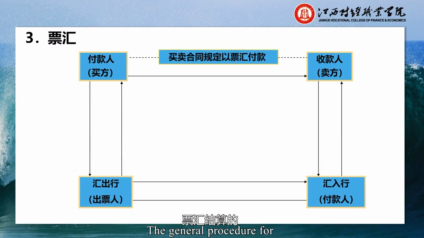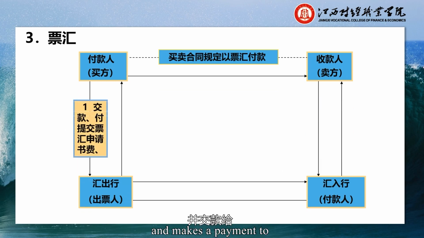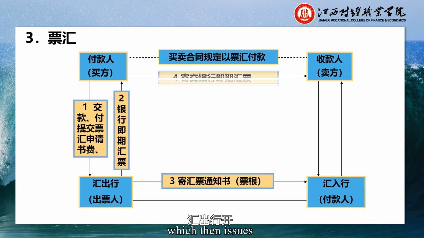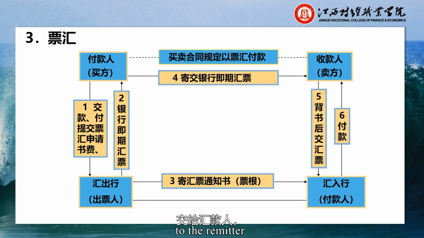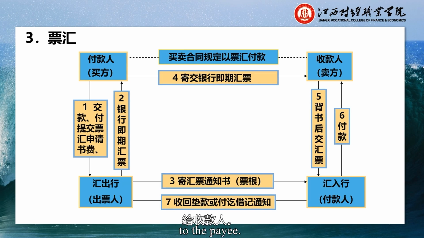The general procedure for draft settlement is as follows. The remitter fills out an application form and makes a payment to the remitting bank, which then issues a demand draft to the remitter, and then the remitter mails it themselves to the payee. At the same time, the remitting bank sends a draft advice, also known as a draft copy, to the paying bank for the paying bank to verify when the payee presents the demand draft for payment. After the paying bank confirms that everything is in order, it disburses the funds to the payee and sends a debit advice to the remitting bank to settle the claims and debts between the two parties.